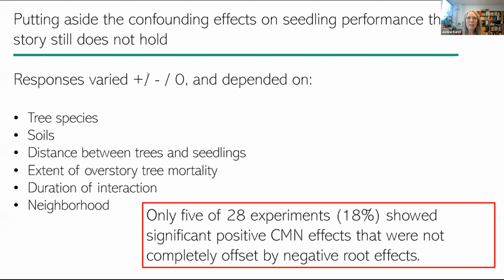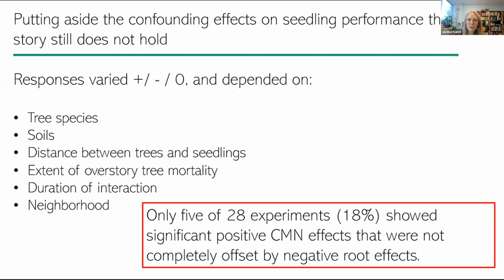What we found is that sometimes seedlings did better, sometimes they did worse, but most of the time there was no response. How they were influenced by potential access to these common mycorrhizal networks varied by which tree species was involved, what kind of soil, the distance between mature trees and seedlings, the extent of tree mortality, the duration of the interaction, how long the experiment was set up, and the forest neighborhood. So there is no way to generalize in any way to say that seedlings do better with common mycorrhizal networks.